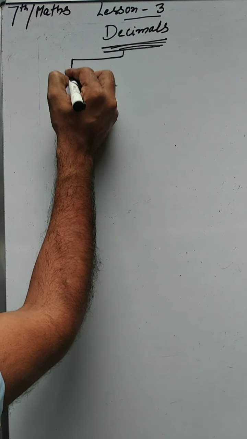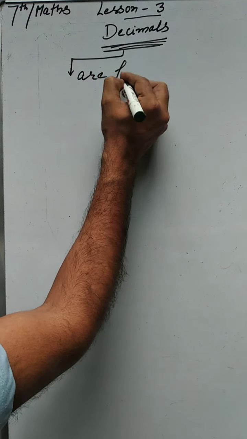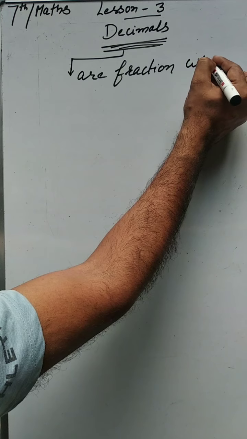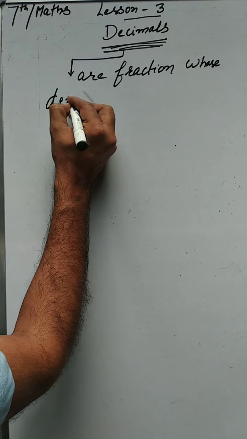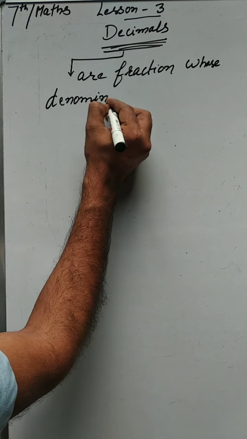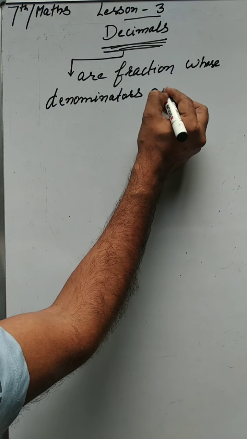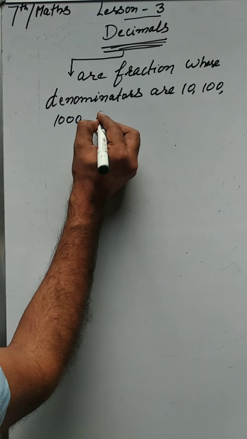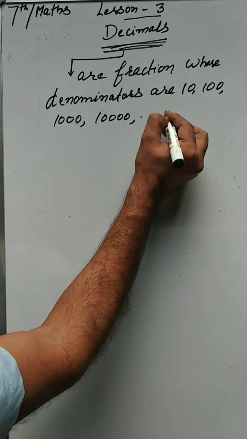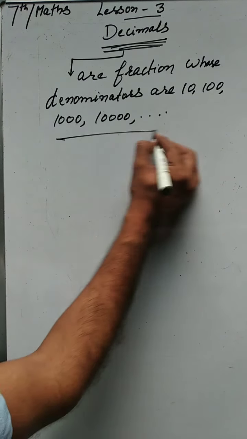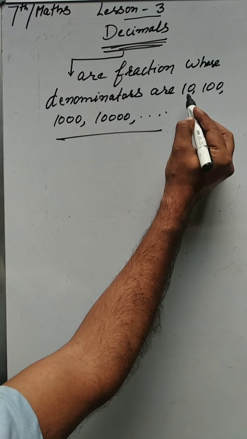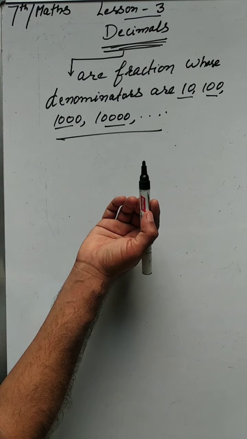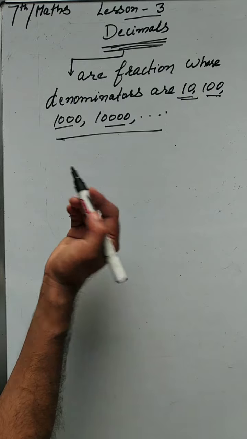Decimals are fractions whose denominators are 10, 100, 1000, 10,000 and so on. Understood, beta? Decimals are the fractions with the denominator 10, 100, 1000, 10,000, means multiples of 10. Understood, beta? 10, 100, 1000.